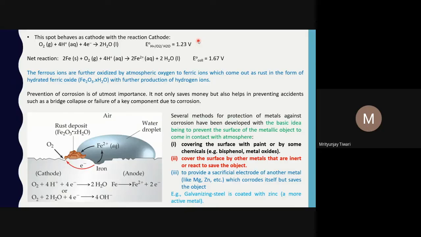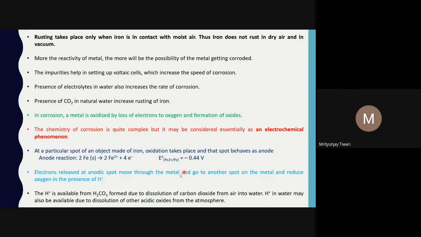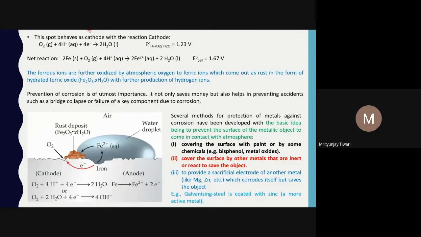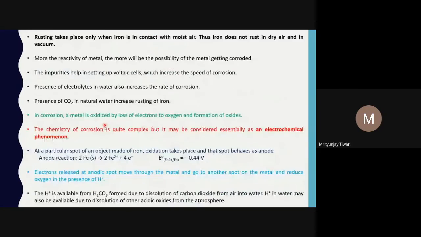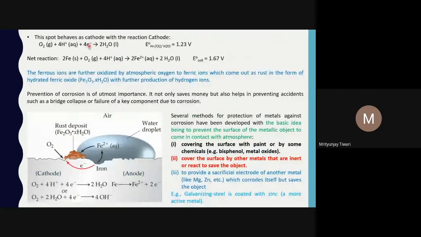So the net reaction we can also write. We can simply add these two reactions, the anode half cell reaction and the cathode half cell reaction. This 4 electrons here and 4 electrons here will be cancelled out. So the net reaction that we see here is 2 Fe solid plus O2 gas plus 4H+ will produce 2 Fe2+ aqueous plus 2H2O here. This is in the form of liquid.